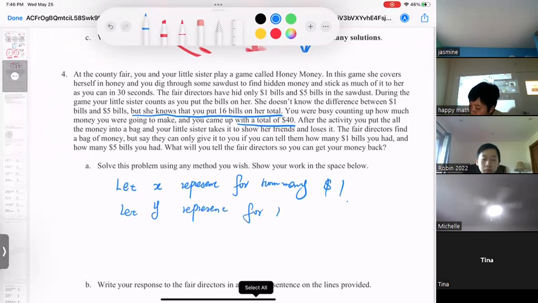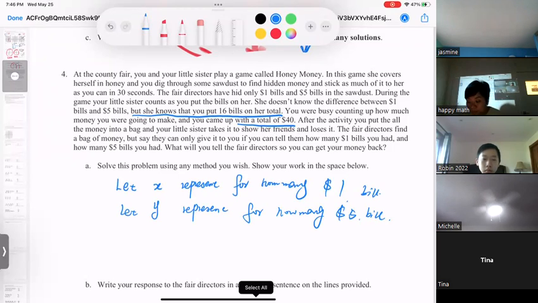How many $5 bills? Right? So starting from the sentence that you put 16 bills in total, X plus Y equals 16. And you also know that the total amount of dollars is 40, which means X, because X represents the $1 bills.